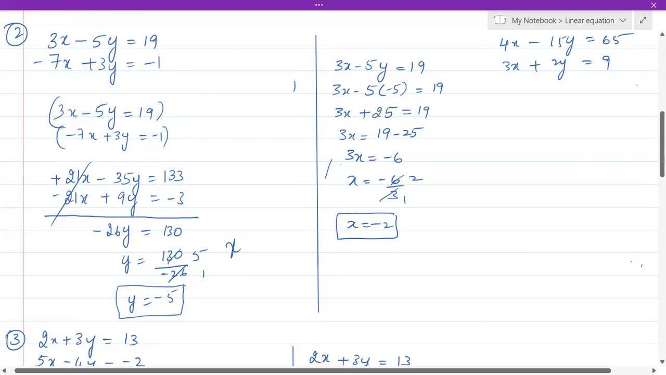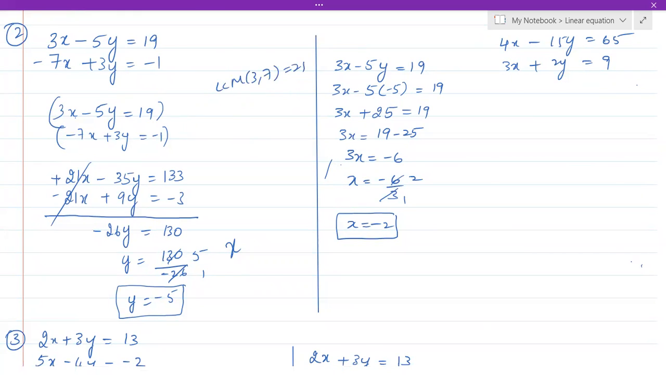Don't worry about the sign. Just take the numbers. The numbers are 3 and 7. LCM is 21. So to make this 3 as 21, I have to multiply by 7. And to make this 7 as 21, I have to multiply by 3. So I've done that. 3 into 7, 21x. You can see here, I've multiplied by 7 and written it, and I've multiplied by 3 and written it.